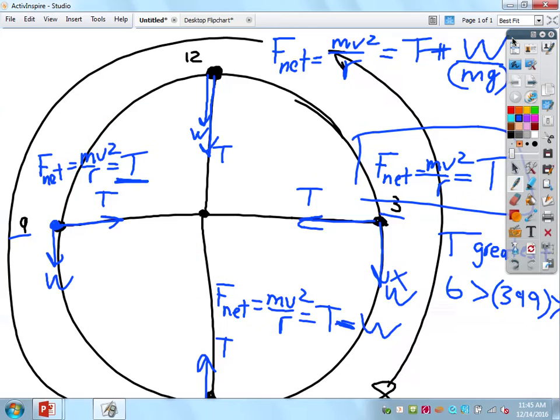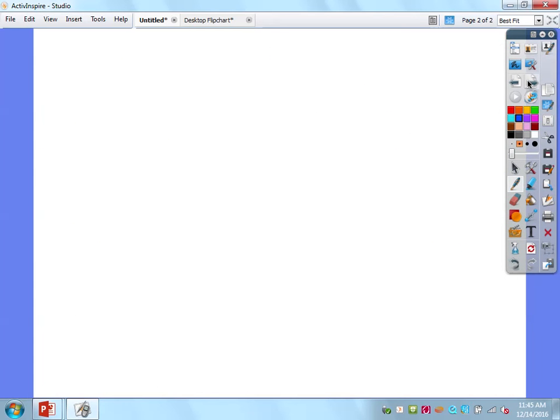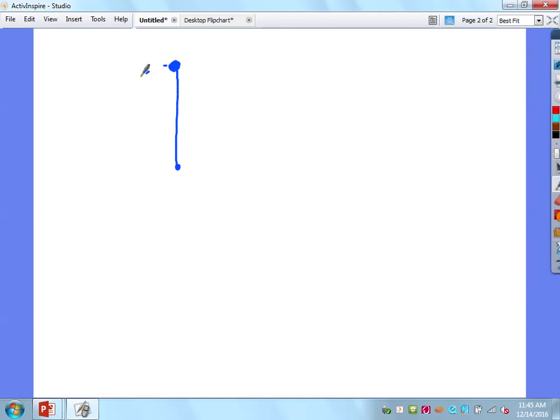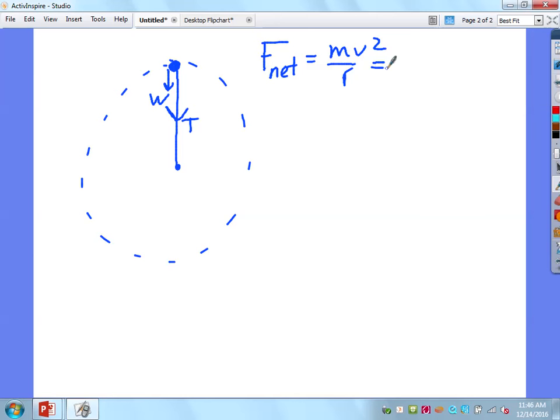All right, so I'm going to take us back here again. It's basically similar to the diagram we just did together, where it's going around in a circle, and it's at the very top of the arc here. And so we know the tension would be pointing down, the weight would be pointing down. So I can say, okay, F net equals mv squared over r equals tension plus weight.